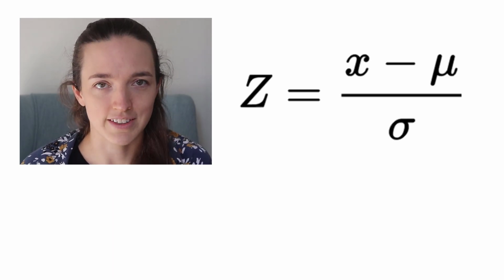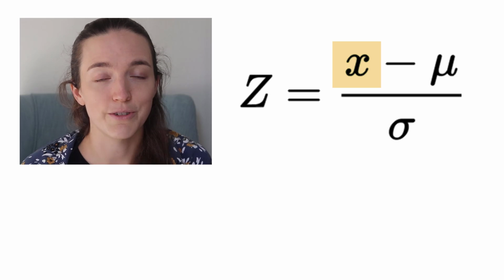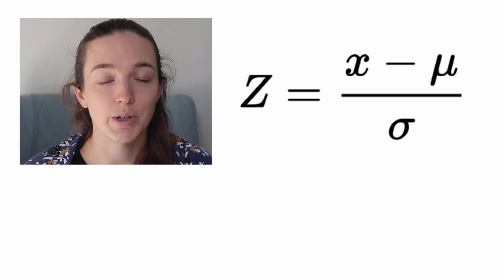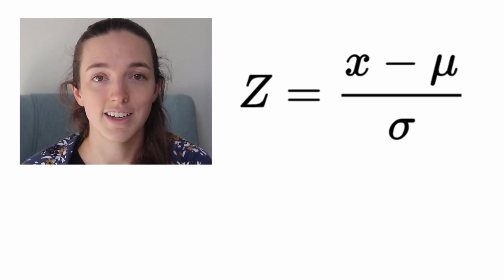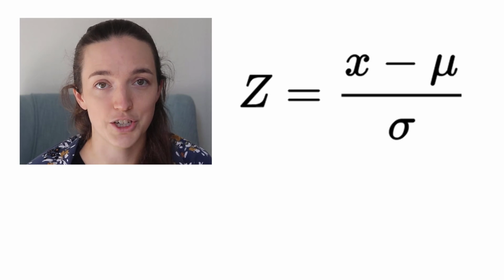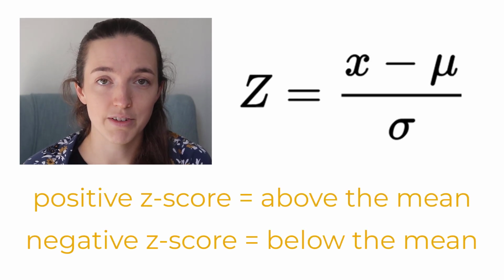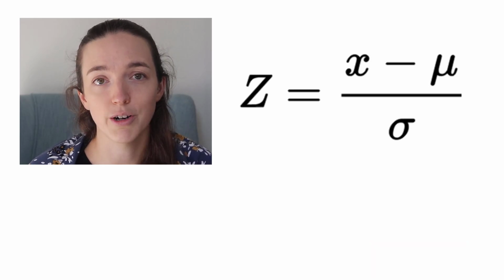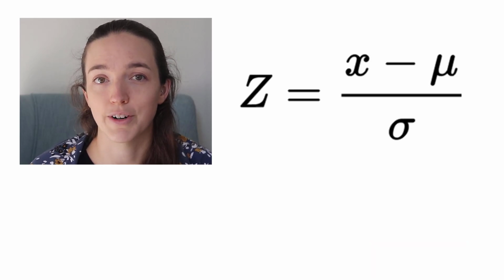So here's how you calculate a z-score. You take your value, you subtract the mean, and you divide by the standard deviation. The z-score tells you how far above or below your value is from the mean in the context of the standard deviation. A positive z-score means you're above the mean. Negative z-score means you're below the mean. The further the number is from 0, the further your data point is from the mean.